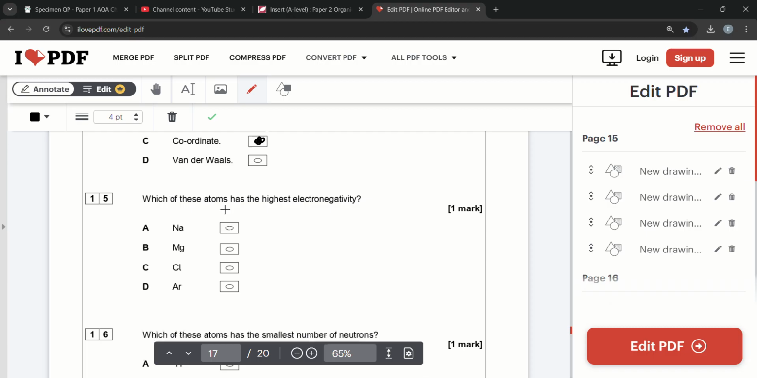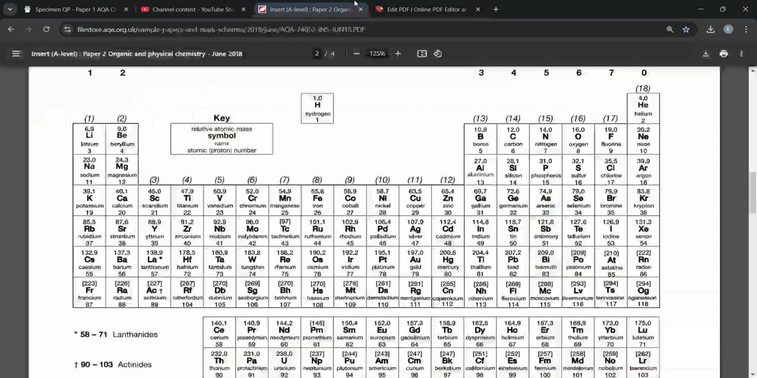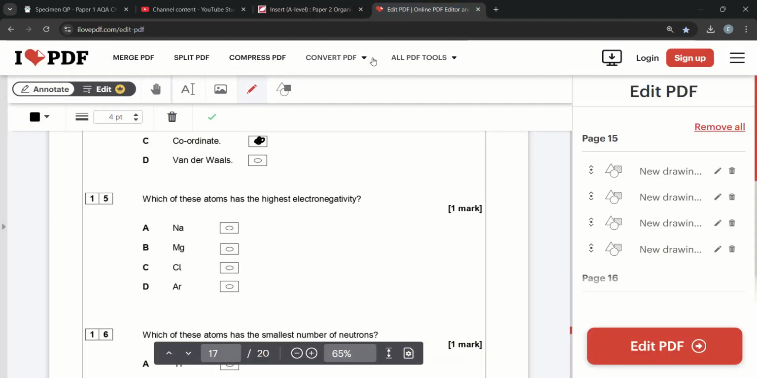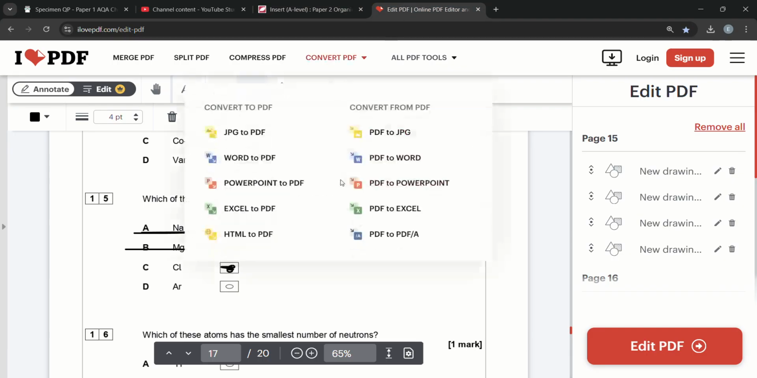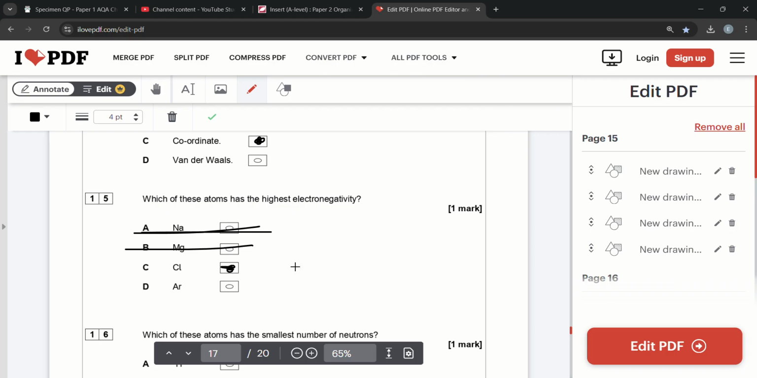Which of these atoms has the highest electronegativity? The periodic table: sodium, magnesium, chlorine, and argon. Definitely not going to be sodium or magnesium. It's going to be chlorine. Argon is in group 0, so it's got a noble gas structure, so it's not going to be the one with the highest electronegativity. So it's going to be chlorine.